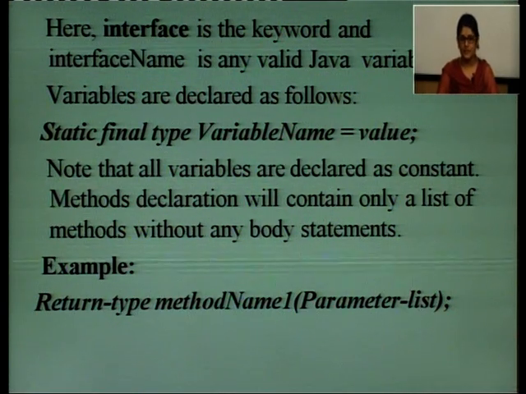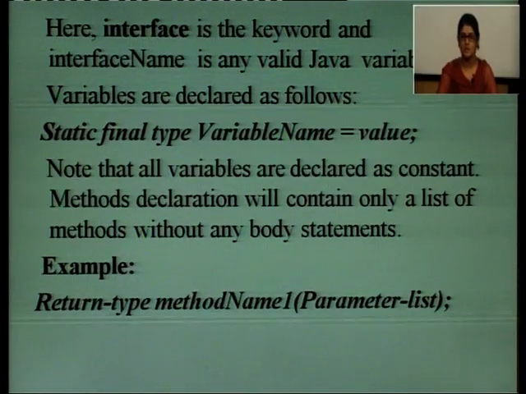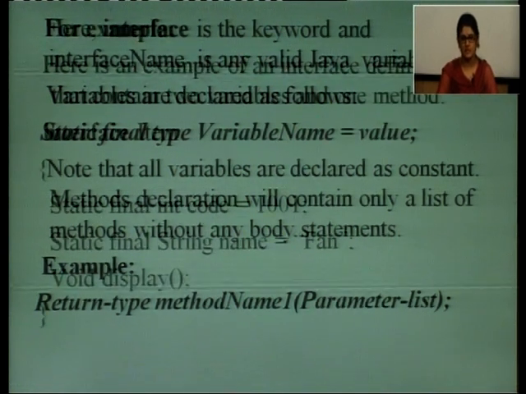Variables are declared as follows in interfaces: static final, type you will specify, it may be integer, float, character, any. Then variable name, here you will specify the name of your variables. Then using equals to operator, you will give the value to that particular variable which will not be changed. Note that all the variables are declared as constant. Method declaration will contain only a list of methods without any body statements.